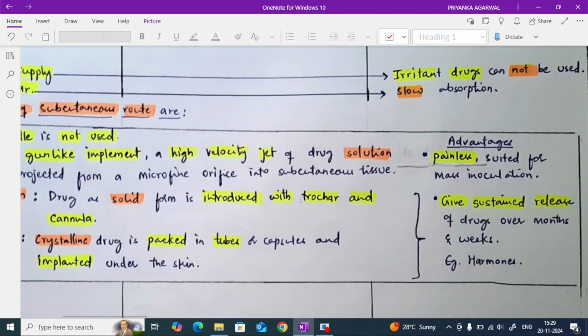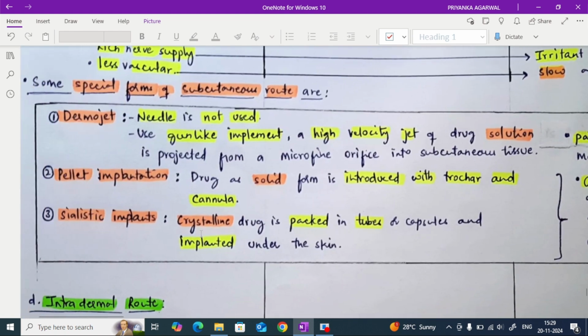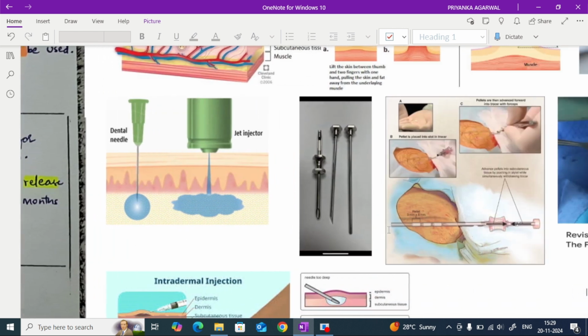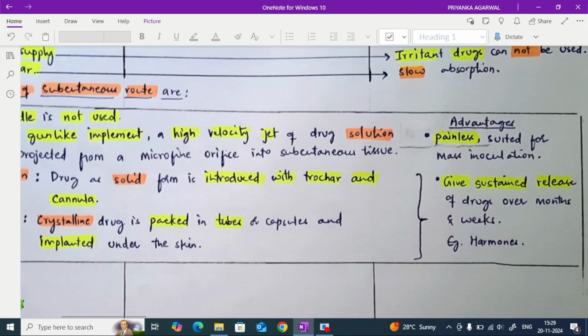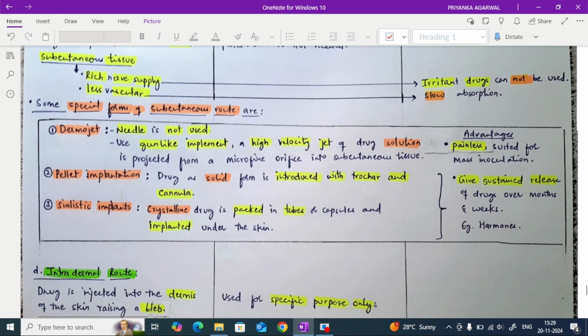Now the next one is the Sialistic implant. Here the crystalline form of the drug, the crystals of the drug, is packed in tubes or capsules and implanted under the skin. You can see the diagram here. This is the Sialistic implant, implanted in subcutaneous tissue. The advantage of pellet implantation and Sialistic implants is that they give sustained release of the drug over months and weeks. It is generally used for hormones. So this is about subcutaneous injection.